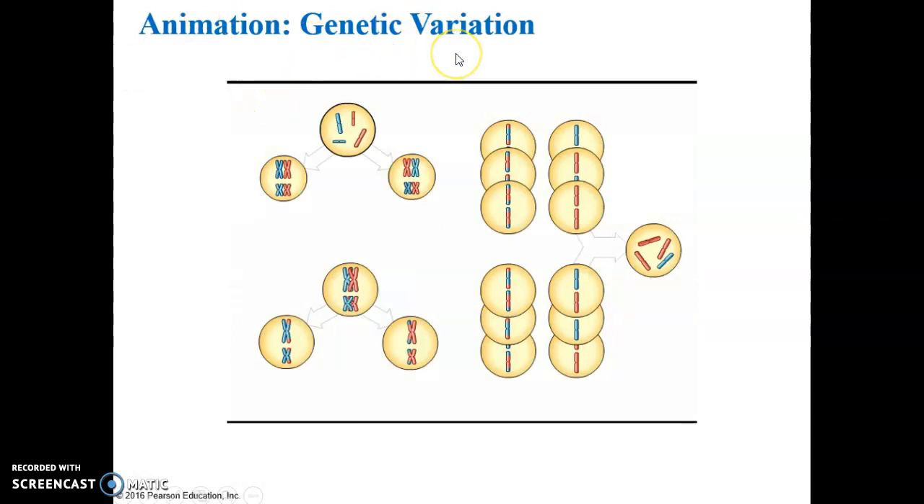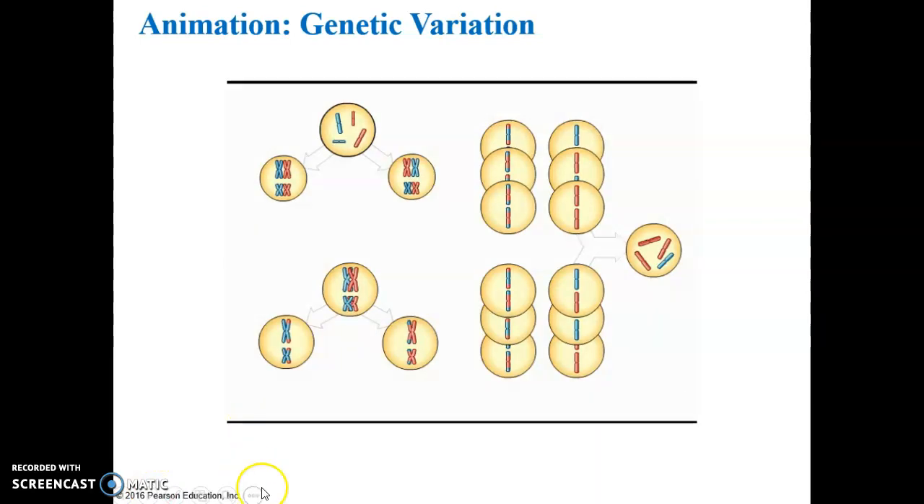Genetic variation occurs during meiosis through two processes: random alignment of the chromosomes in metaphase 1, and then crossing over, the exchanging of comparable material from the homologous chromosomes from their chromatids, and that occurs in prophase 1. So let's watch this video.